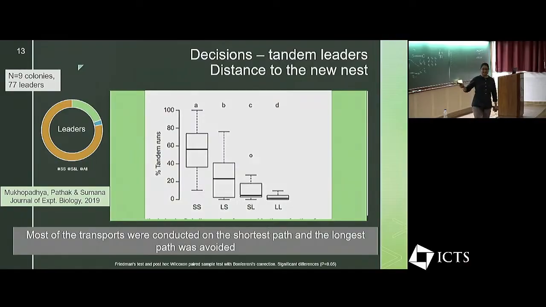They would explore, but they will start tandem running before they've explored all the 4 options. They will explore a subset and start tandem running, but at the end of the day, if you look at what happens for the relocation, we find that about 60% of all tandem runs have been conducted over the short path. Since there is no pheromone in this case.